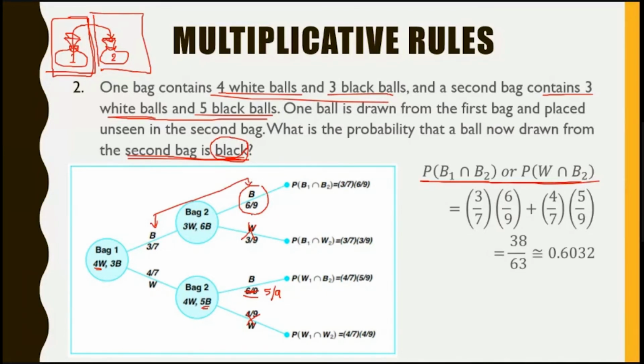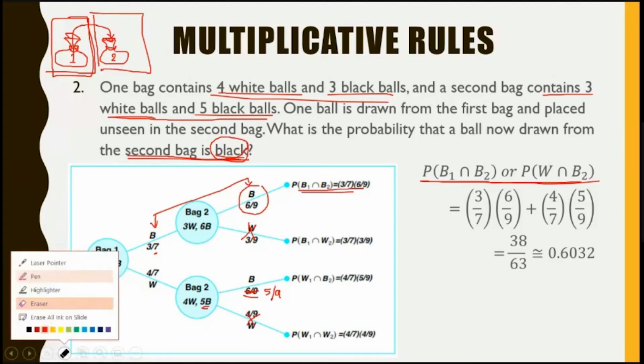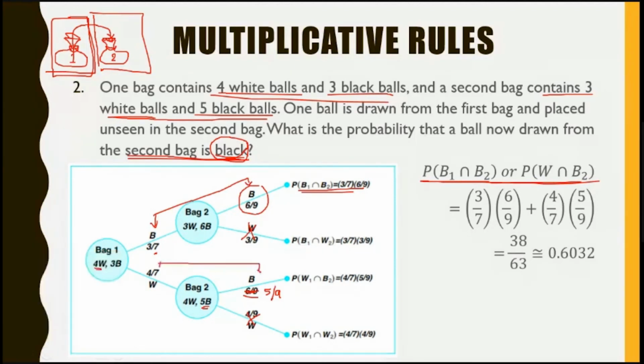Okay, the probability of getting black provided that we get black from the first bag. So that will be this one. That's 3/7, sorry, times 6/9. And also this one, we will consider this since we are on the other one. We will also consider this since we will get black from the second, however, we get white from the first. So it's written here. So that's 4/7 times 5/9.